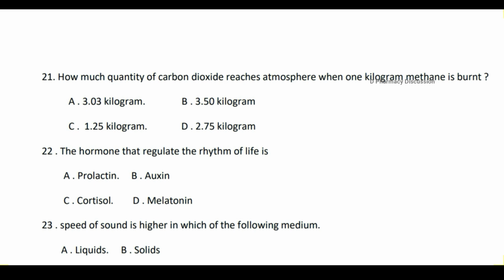22. The hormone that regulates the rhythm of life is option A. Prolactin, B. Auxin, C. Cortisol and D. Melatonin.